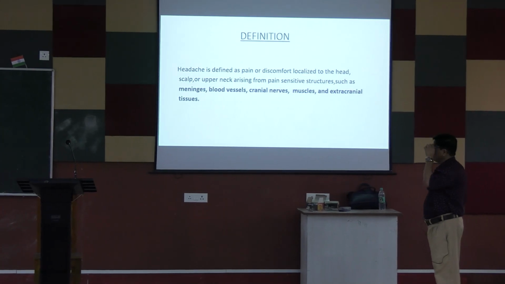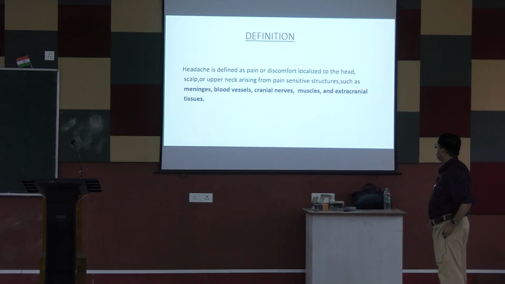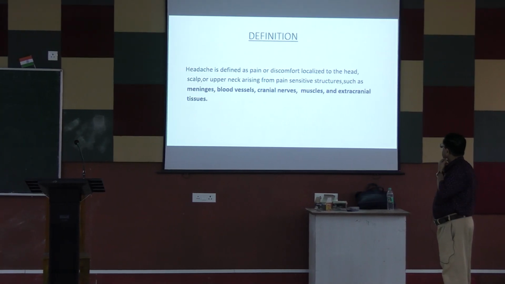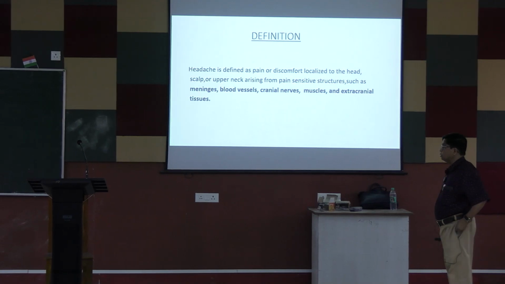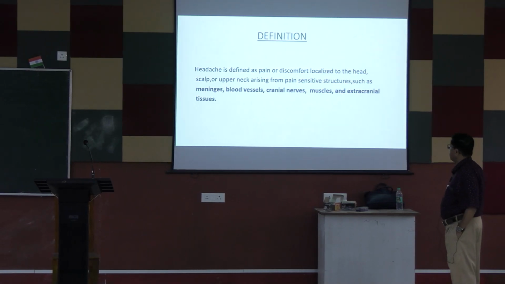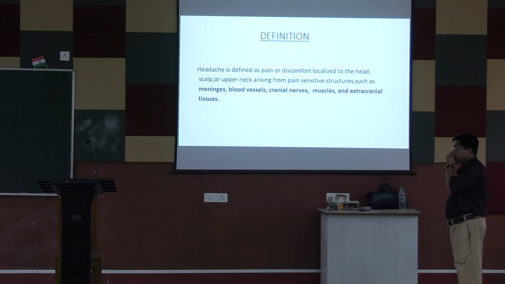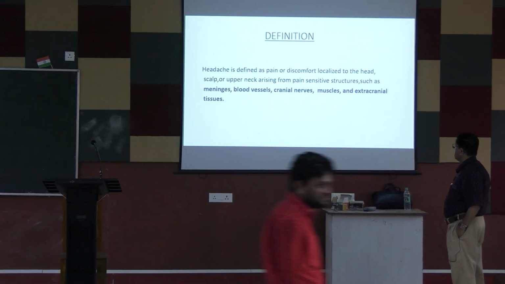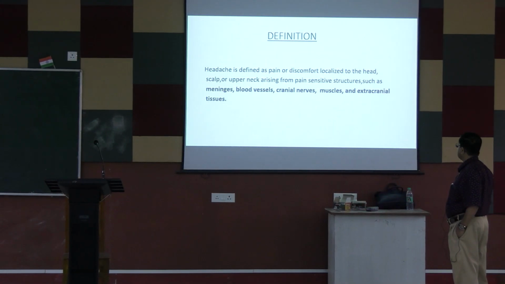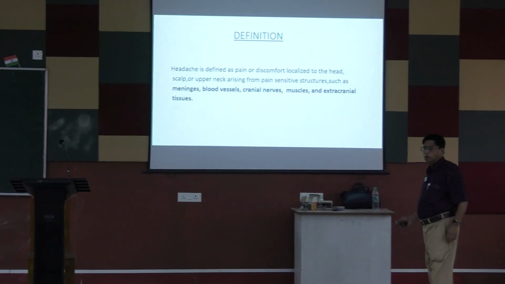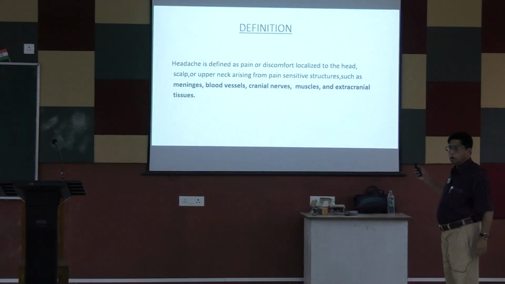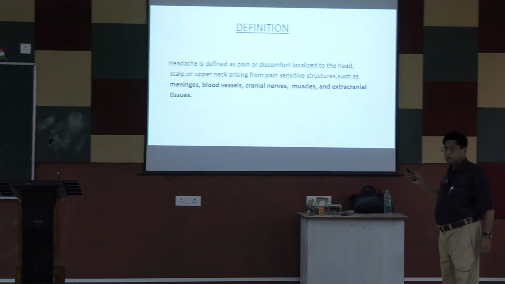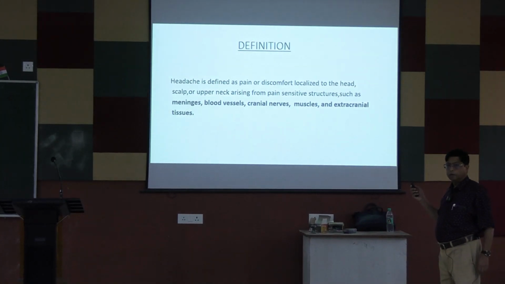What is the definition of headache? You can see that headache is defined as a pain or discomfort localized to the head, scalp or upper neck, arising from pain-sensitive structures such as meninges, blood vessels, cranial nerves, muscles and extracranial tissue. From this definition, you come to know what the pain-sensitive structures in the brain are.